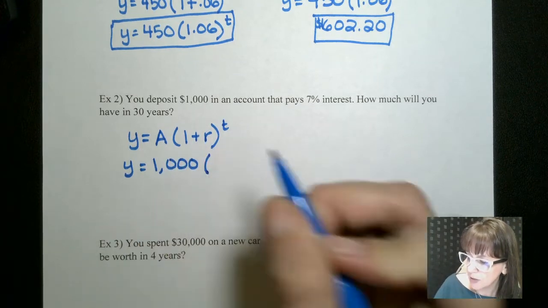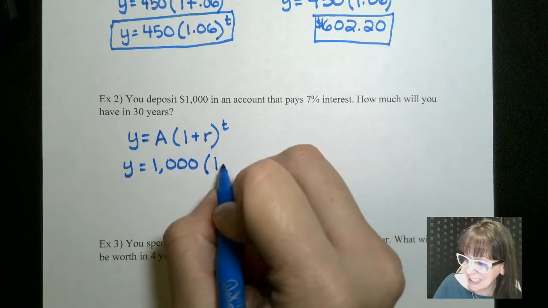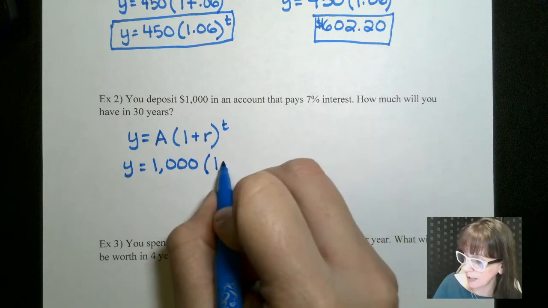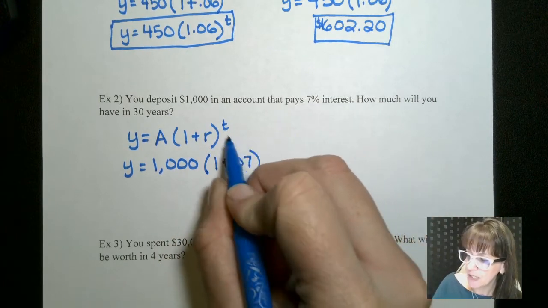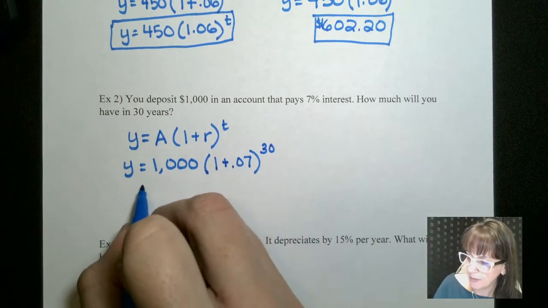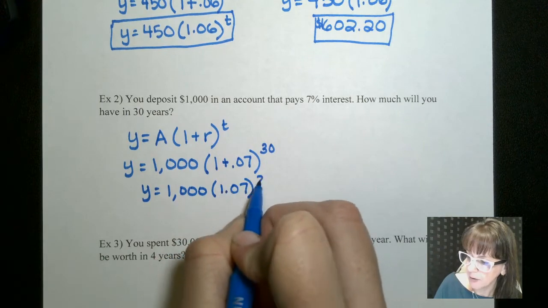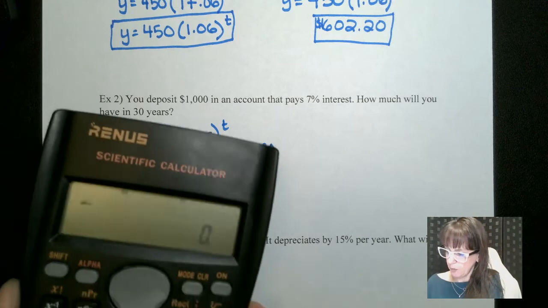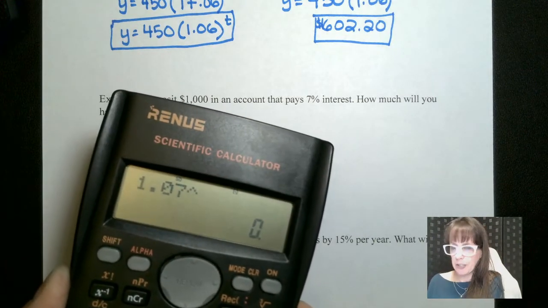And so let's say you're a smart 12 or 13-year-old kid and you put it in for 30 years. So when you are 42, 43, you've got your money. So we're doing 7% interest, 0.07, and t is 30 years. So 1,000 times 1.07 to the 30th power. So that's supposed to be a 30. I don't know why I wrote it like that. Okay, 1.07 to the 30th power.